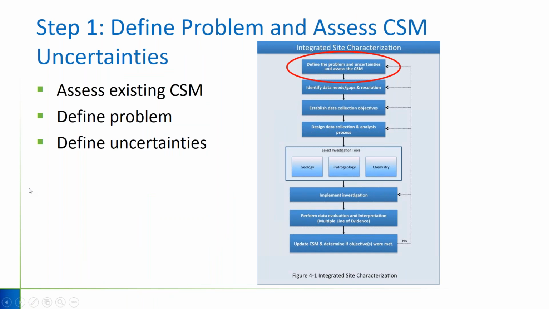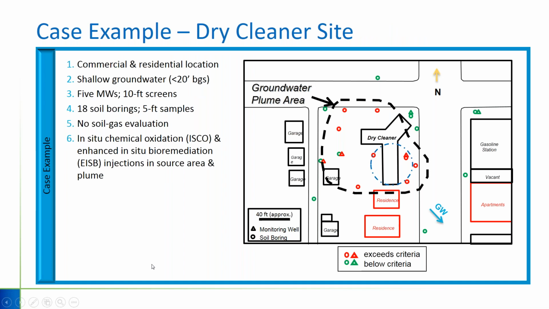So step 1, this is where you're defining the problem and assessing the existing CSM. At this point in the process, there has been the initial CSM developed. It might be fairly rudimentary, or it might be pretty well developed depending on how much data were available to build it. But still at this point, you're defining the uncertainties. So what do we not know still about the site?